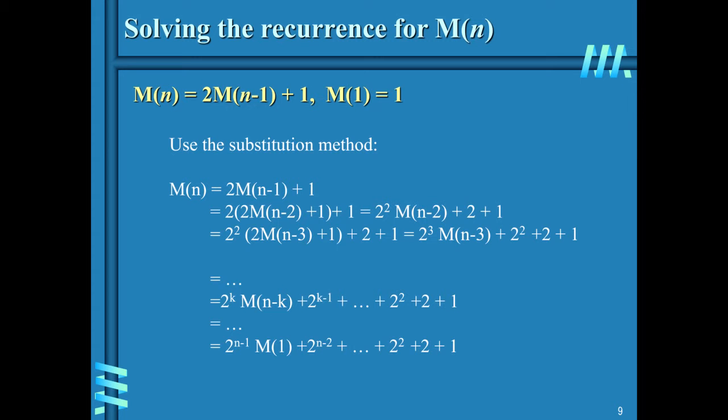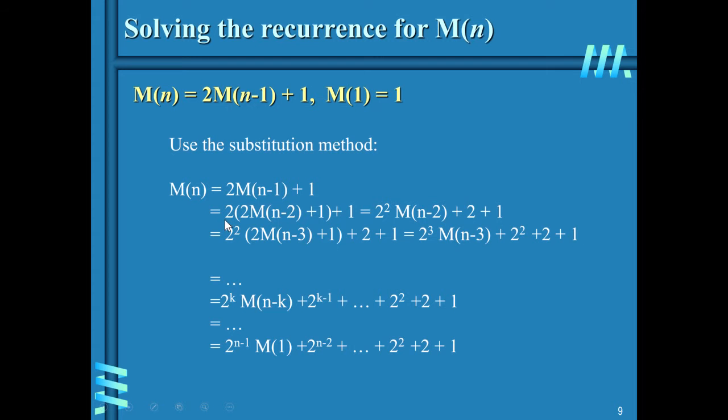You see M(n) equals 2 M(n-1) plus 1. Replace M(n-1) with 2 M(n-2) plus 1, and then we have 2 to the power of 2 times M(n-2) plus 2 plus 1. Then you follow the same procedure. You replace M(n-2) with 2 M(n-3) plus 1, and such that you have 2 to the power of 3 times M(n-3) plus 2 to the power of 2 plus 2 plus 1.